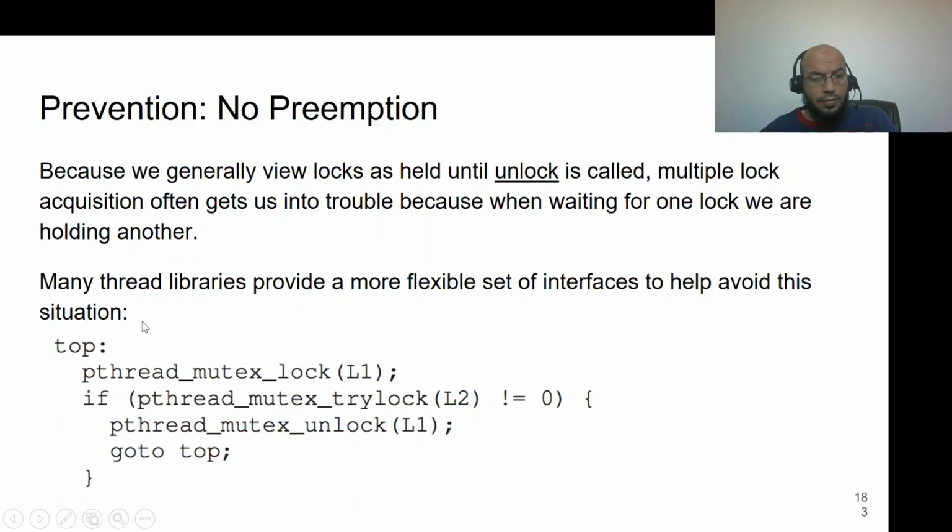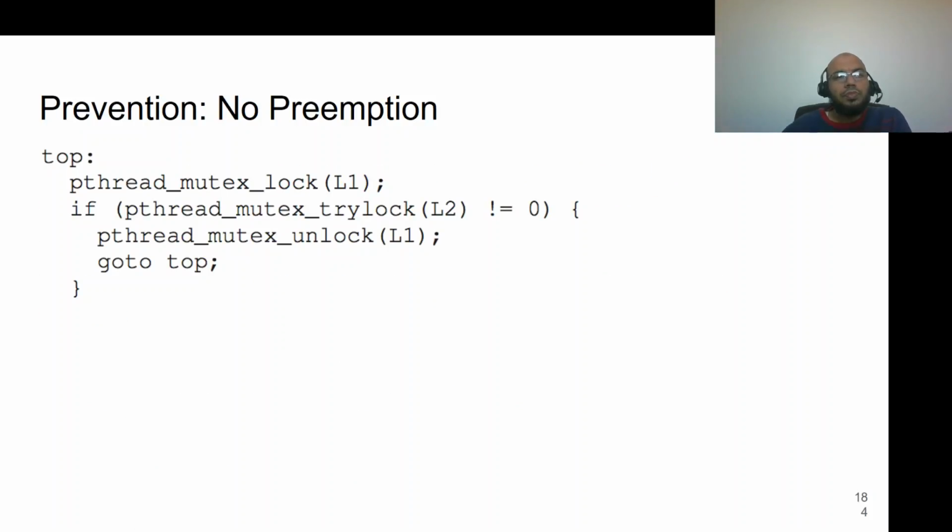So in this case, you acquire lock 1, and then when you try the second lock, lock 2, if lock 2 is already taken, then you unlock lock 1 and loop here until you're able to acquire all the locks that you need. Okay, so try lock is sort of, if you can acquire the lock, you take it, otherwise unlock the other locks.